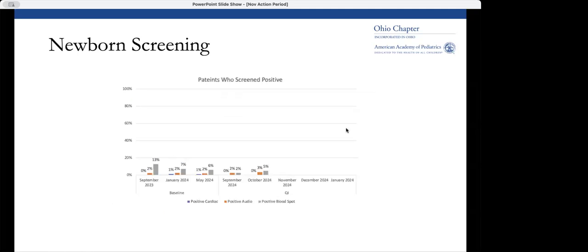Next slide, please. The results of the newborn screening, any positive results again are shown here. And again, this is just to show how all the practices are doing. Whether or not the patient screens positive has no effect on how the practice is performing. Again, this is just for you to know what your patient population looks like. Next slide, please.